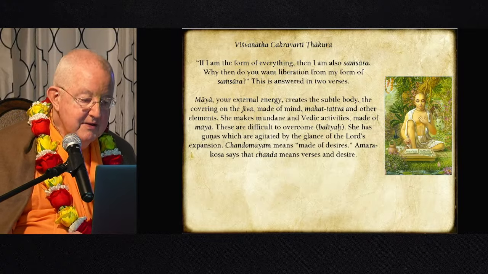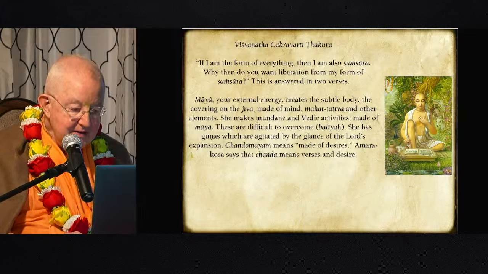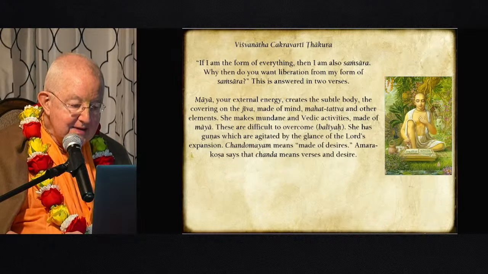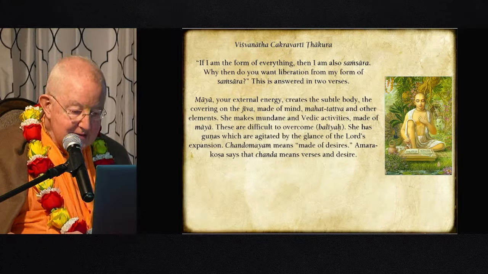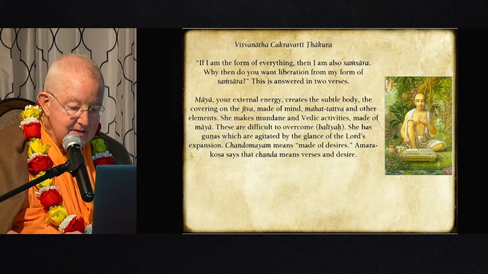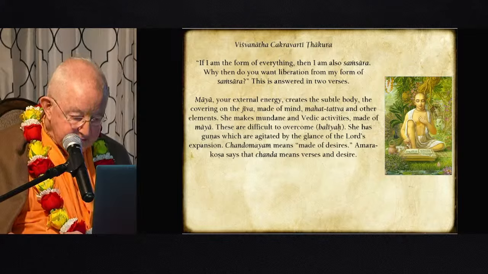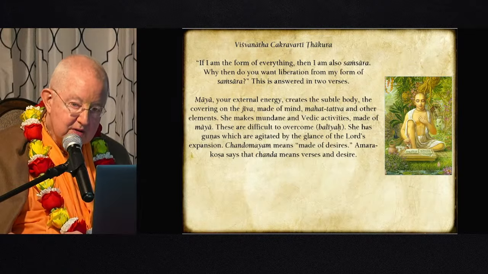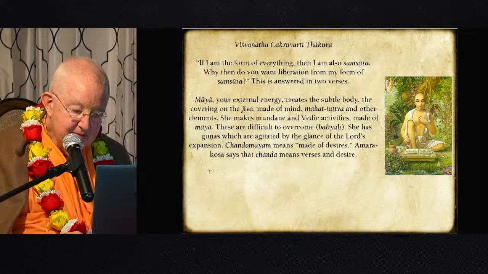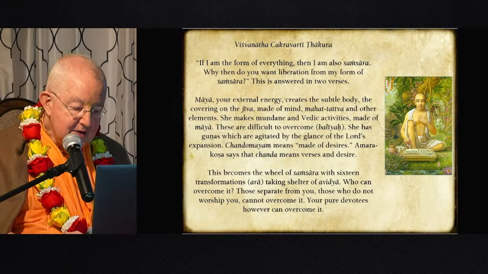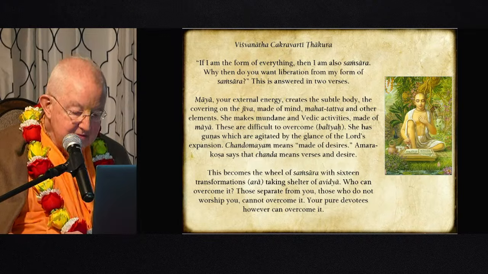The covering on the jiva made by mind, Mahatattva, and other elements. She, Maya, makes mundane and Vedic activities made of Maya. These are difficult to overcome. She has gunas, which are agitated by the glance of the Lord's expansion. Chando mayam means made of desires. The Sanskrit dictionary, Amarakosh, says chanda means verses or desire. This becomes the wheel of samsara with 16 transformations taking shelter of avidya. Who can overcome it? Those separate from you, those who do not worship you, cannot overcome it. Your pure devotees, however, can overcome it.